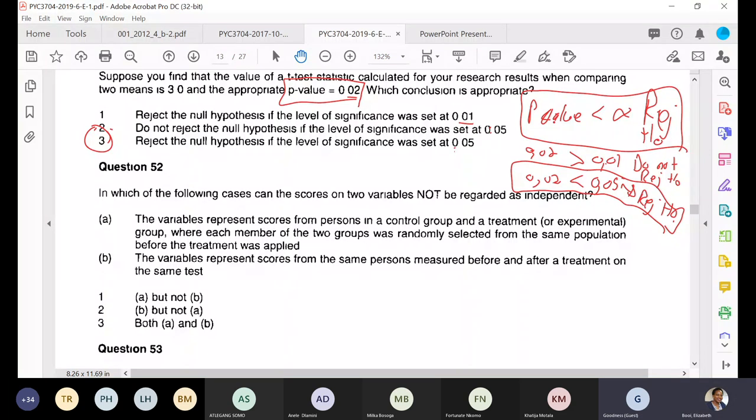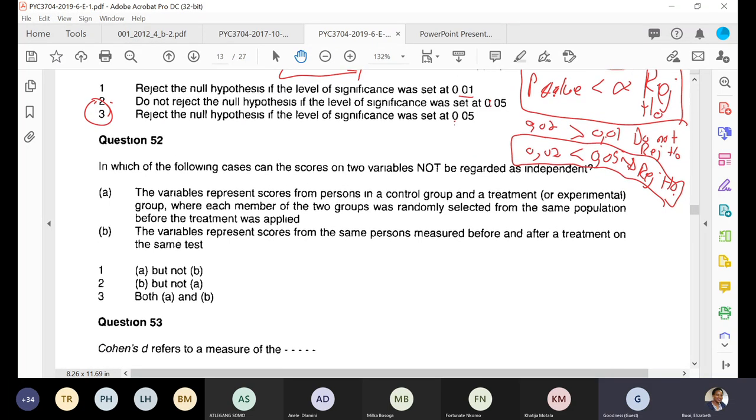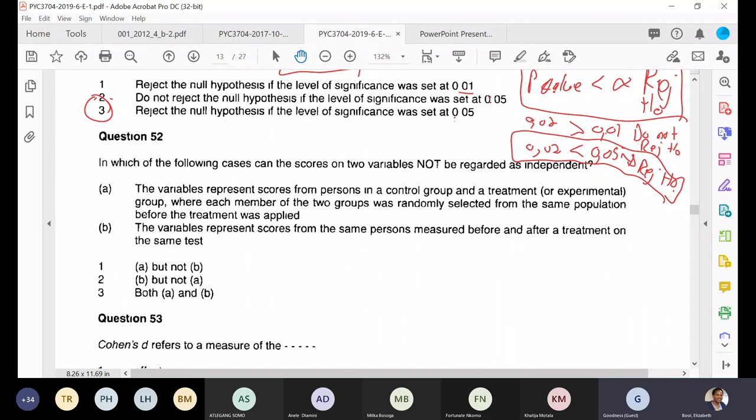Let's look at 52. In which of the following cases can the scores on two variables not be regarded as independent? The variables represent the scores from people in a control group and a treatment group, where the members of the two groups were randomly selected from the same population before and after.